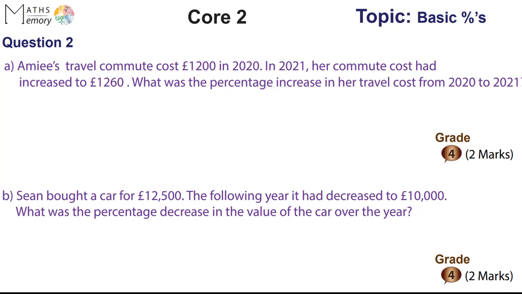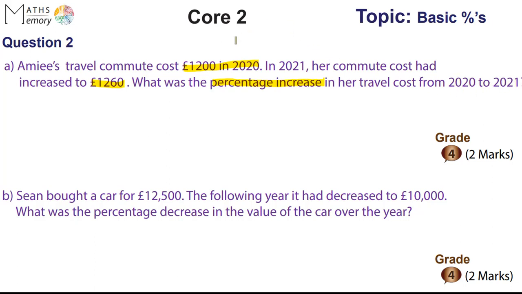Question 2, core 2. Press pause, write parts A and B down, and press play when you have finished. So Amy's travel commute cost her £1,200 in 2020. And the following year, in 2021, her commute cost her £1,260. What was the percentage increase in her travel cost from 2020 to 2021?